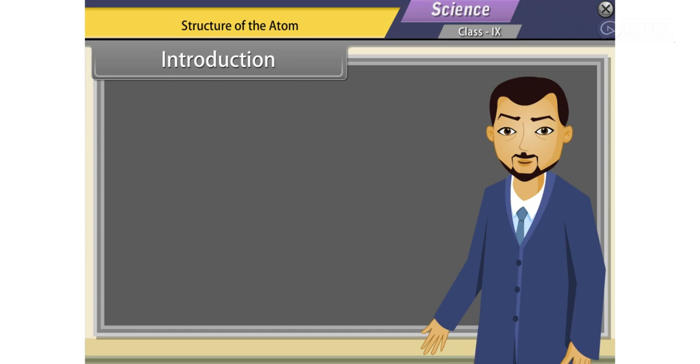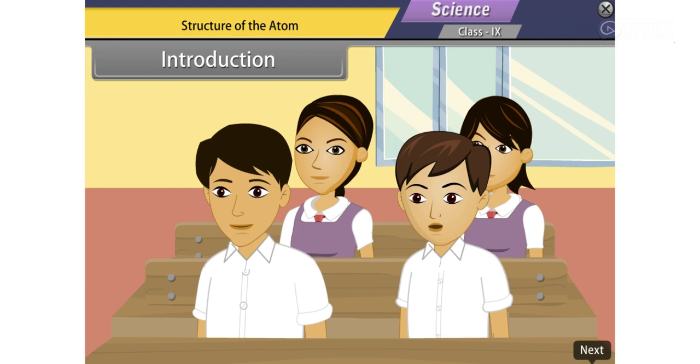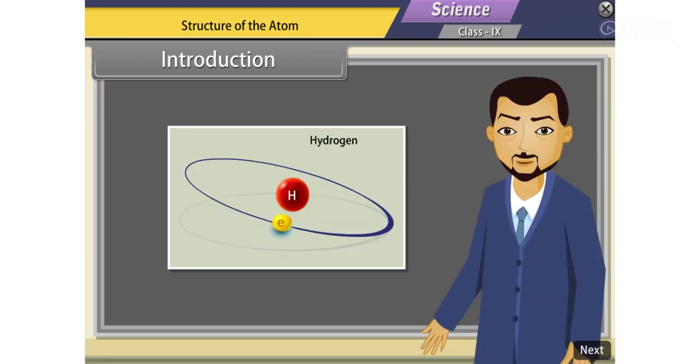Students, now we are going to know about the thing by which the matter has been created. Can any one of you tell me the name of that particular thing? Yes, you, Rahul. Sir, it is atom. Absolutely right. Atom is the smallest thing by which matter is made. Now let us study further to know more about atom.